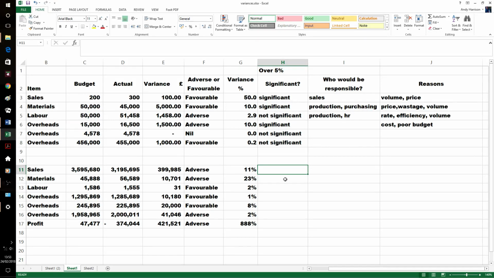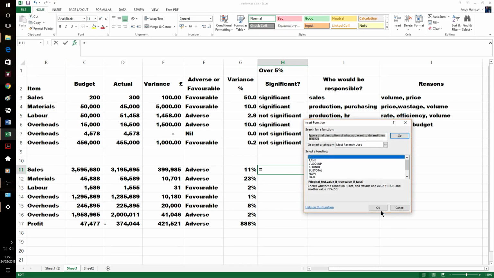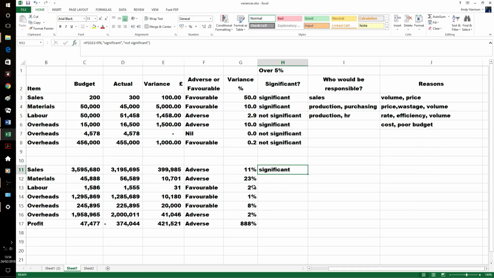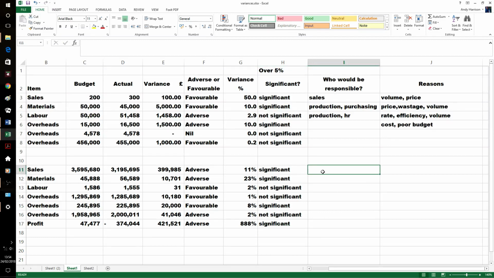So back to our IF statements. If, and now it is G11, is greater than 5%, not significant. So that one we're expecting that one, and that one not to be significant. What it doesn't tell us is the fact that that is the biggest one of the lot, 888% significant. So who's responsible? Well, pretty much the same list, so we don't need to worry about that. The only thing we've got different is our profits.